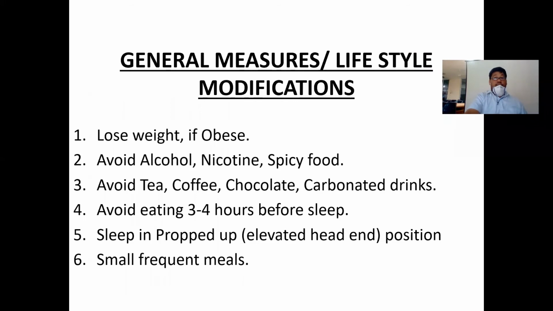Next we have the treatment, how to treat. We start with the general measures, or lifestyle modification. First is weight loss. If the person is obese, we have to advise weight loss therapy. And we have to avoid alcohol, nicotine, spicy food, tea, coffee, chocolates, or carbonated drinks. We have to avoid eating 3-4 hours before sleep. So one should not sleep within 3-4 hours of eating.